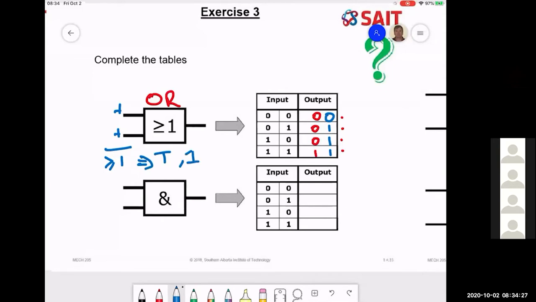Tanner. Is Tanner there? Yep. Next one, the AND symbol. Well, I gave that away. I told you what it was. What are the outputs, mate? 0, 0, 0, 1. Correct. Okay, it's an AND gate.